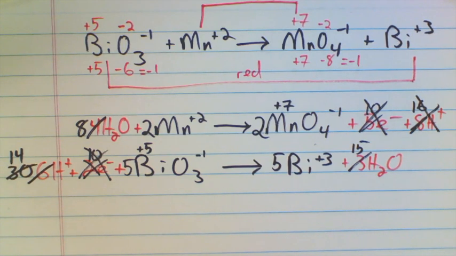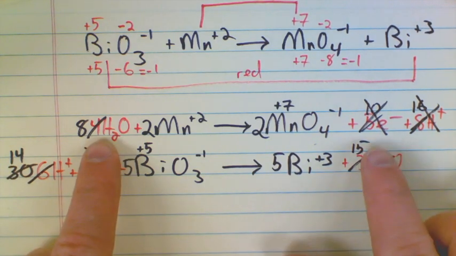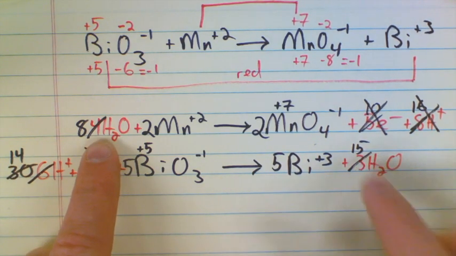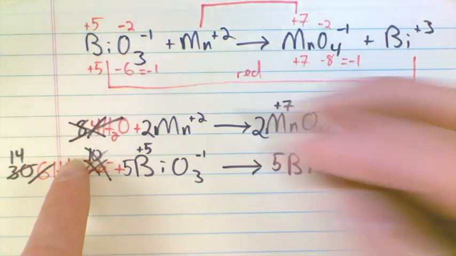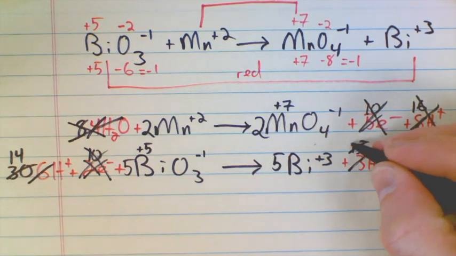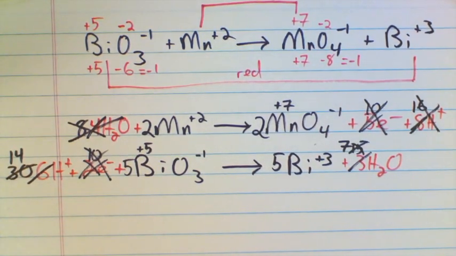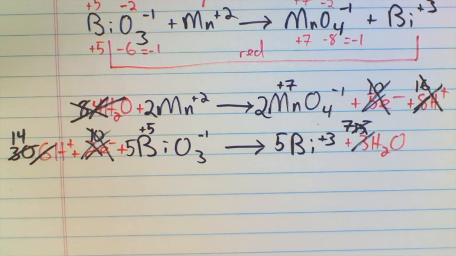Okay, so we got hydrogen taken care of. And now water. 8 on the left, 15 on the right. We can get rid of these and be left with 7 waters. And now, on to step 9, rewrite.